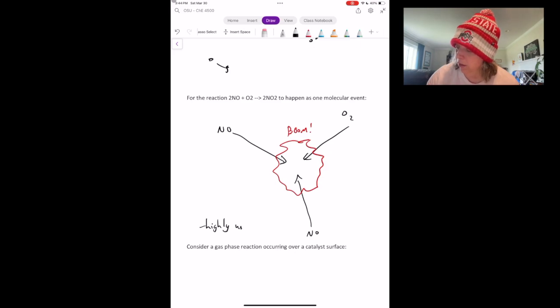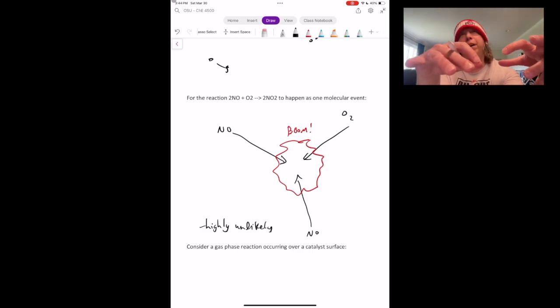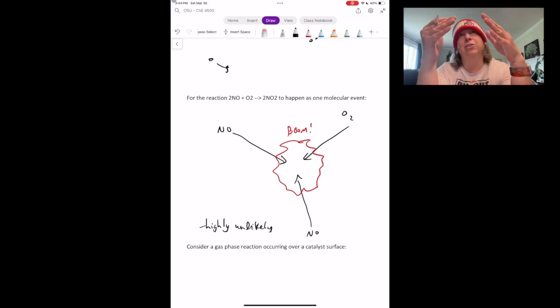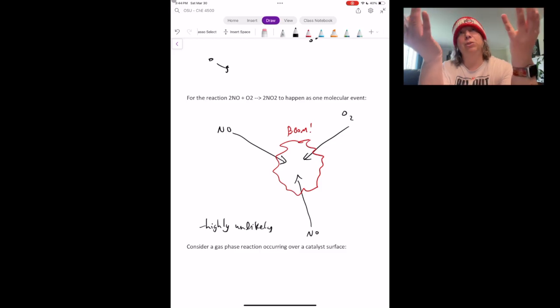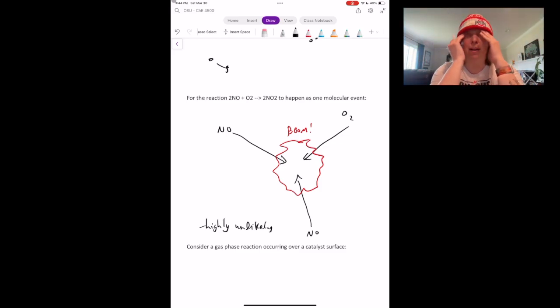This is what we call a termolecular reaction. So for this reaction to happen, you'd have to have three molecules combine at the same time. It's pretty unlikely. And not only do these molecules have to combine, but it's not like they can just combine and form a new species. What they have to do is combine, and then that oxygen-oxygen bond has to break, and then that would form two species, two nitric oxide molecules.